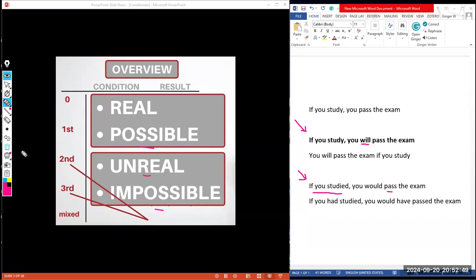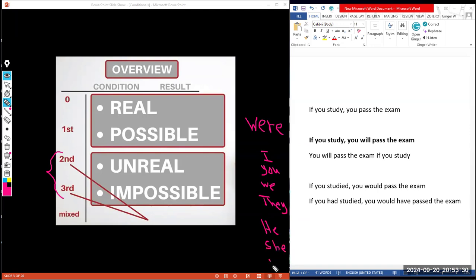Now, listen to me carefully because I want to say something really important. Keep in mind, guys, that in the second and the third conditionals, you have to use the verb to be, were, all the time. When I say all the time, I mean with all pronouns, okay? With I, with you, with we, with they, with he, with she, with it. With all pronouns, please, you have to use were, don't use was at all.